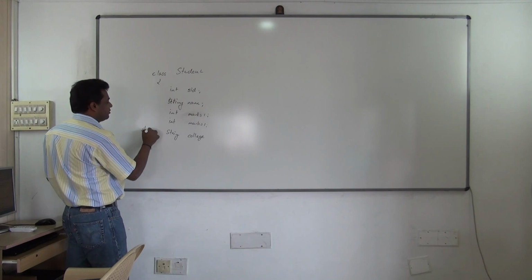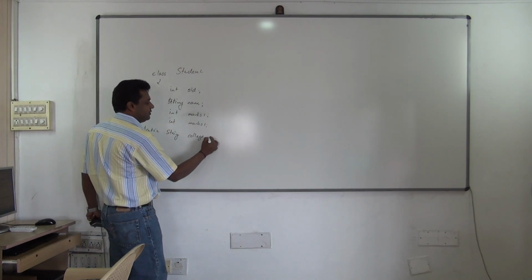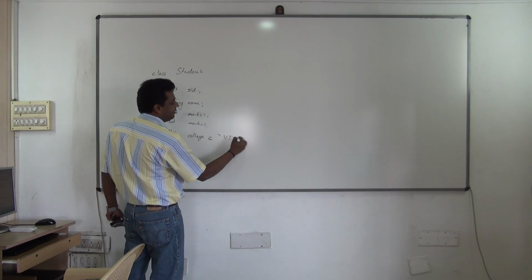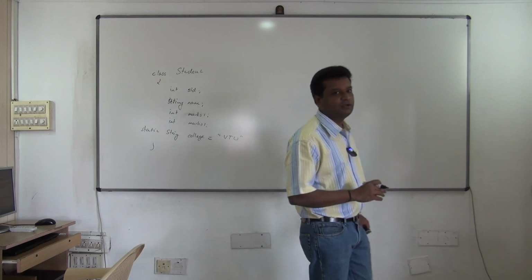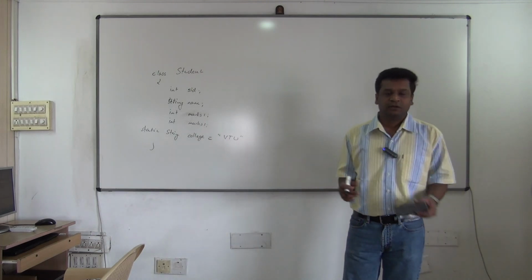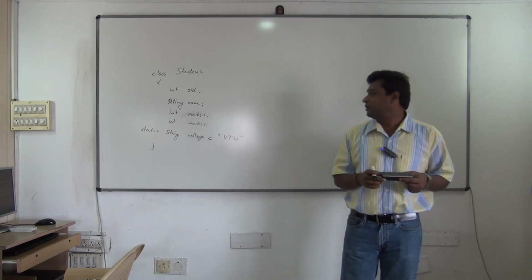So this is a common value for all the students. That time you can make it static, and you can provide the value here, like what area college. I'll just write VTU. It's not a college, it's a university, but I just told. So all the students belonging to one college will have only one value. So you can make it static and give the value. Clear this? So this is one way you can have static variables.